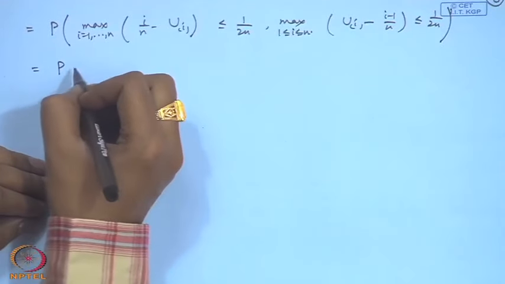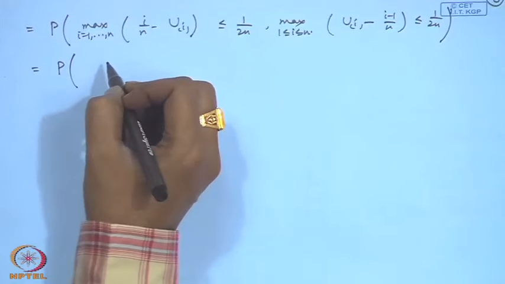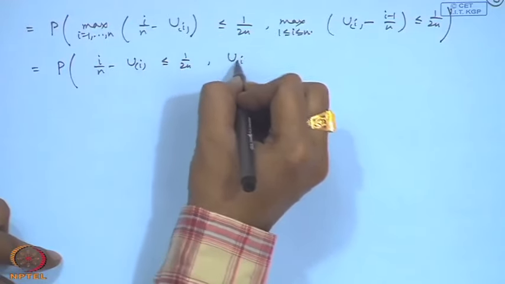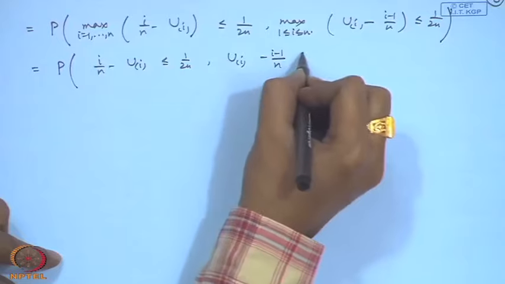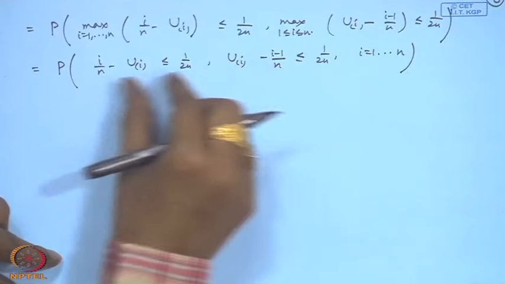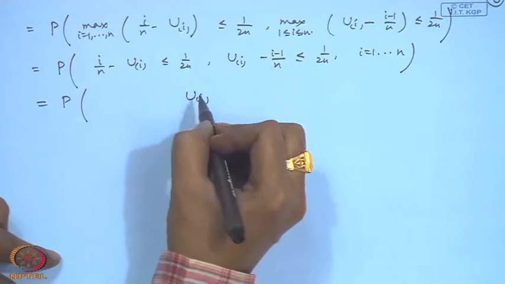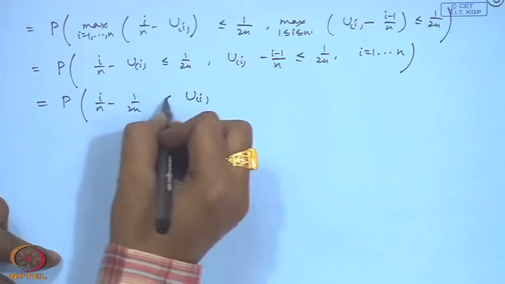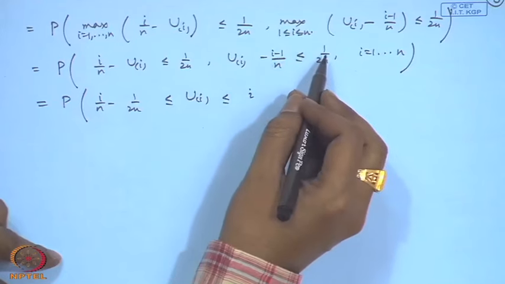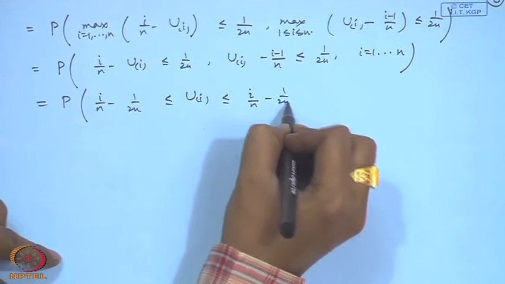This is equal to the probability of, now these are already ordered here. So, this we can consider as i by n minus u_i less than or equal to 1 by 2n, and u_i minus (i minus 1) by n less than or equal to 1 by 2n. This is true for i equal to 1 to n. These two statements I can combine, then this is nothing but u_i on one side is i by n minus 1 by 2n, and on this side I have (i minus 1) by n. Now, if you take it to the other side, it becomes i by n minus 1 by 2n, i equal to 1 to n.